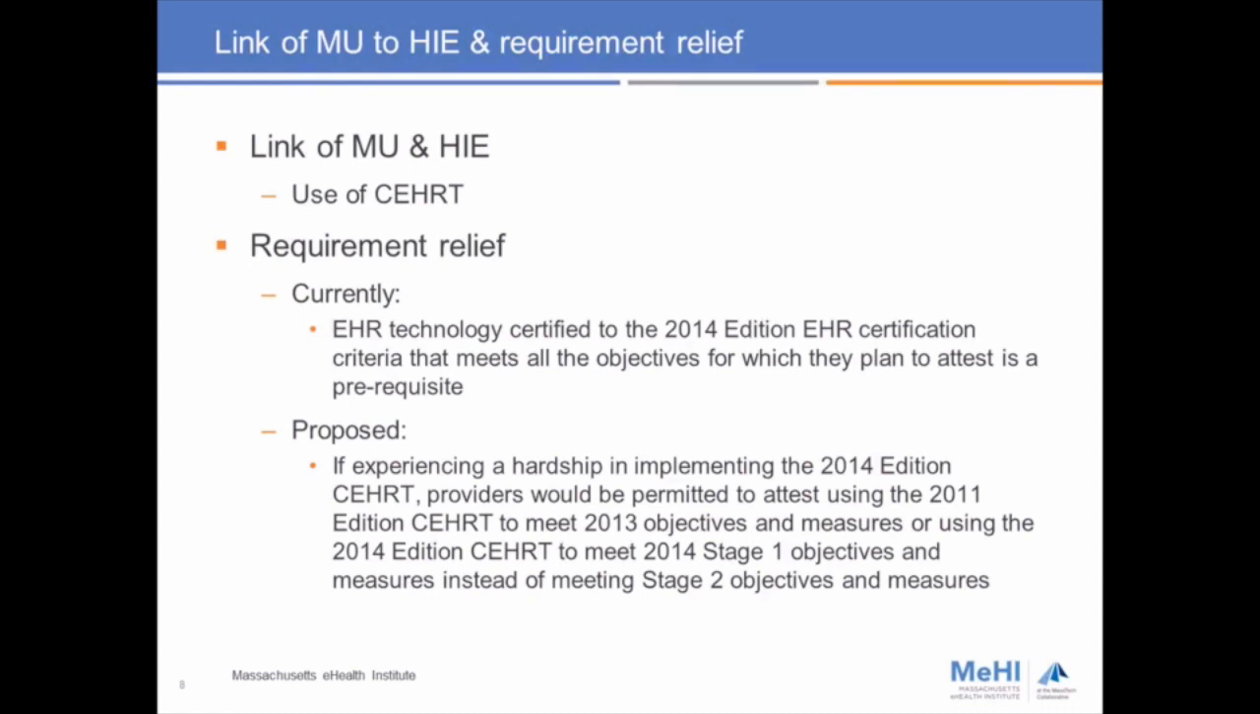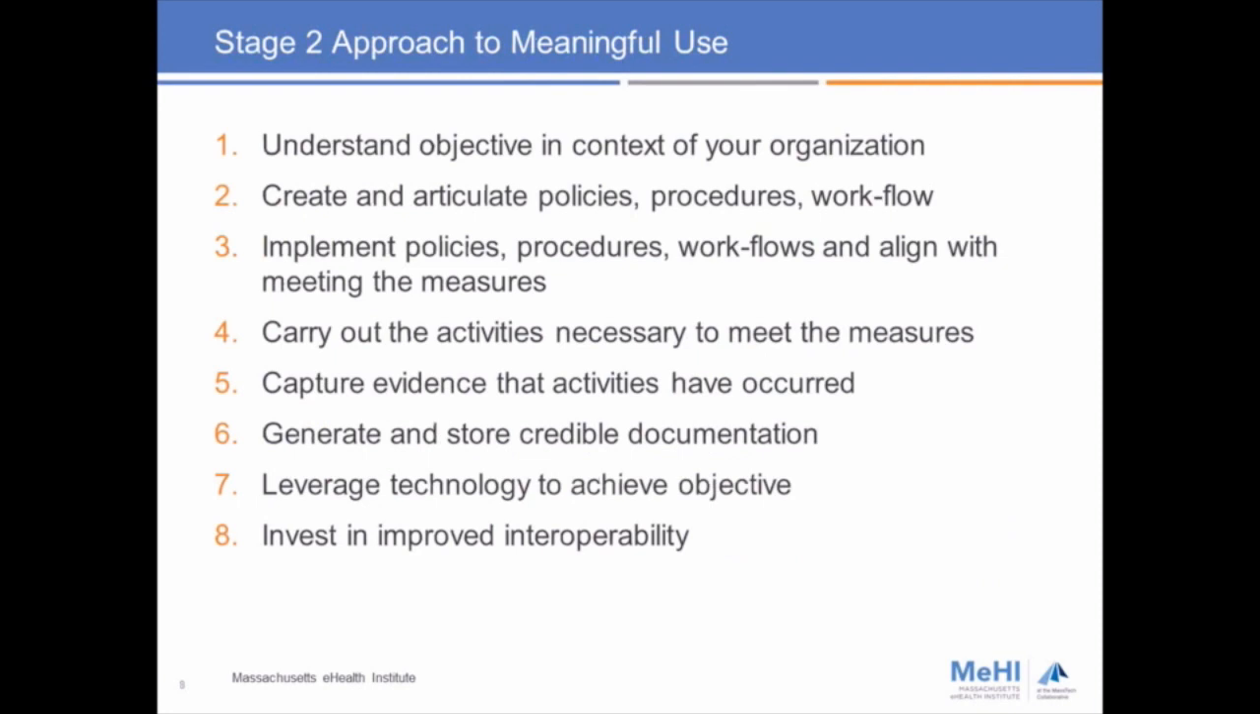If you do have the new 2014 version, you have an option of attesting to Stage 1 or moving forward to Stage 2. The advantage of going to Stage 2 is that January 1st, if you're in your second year for meaningful use in Medicaid, or your third year for Medicare, you do have to do a 365-day reporting period for Stage 2. Here's a little schematic I put together on how to approach meaningful use, and I suspect many of you are already pretty much following this methodology.